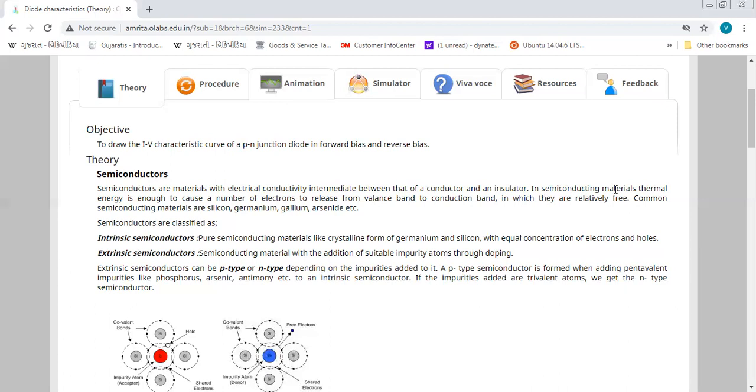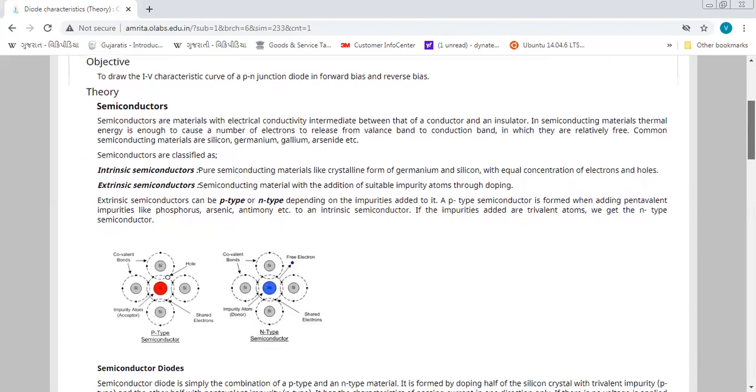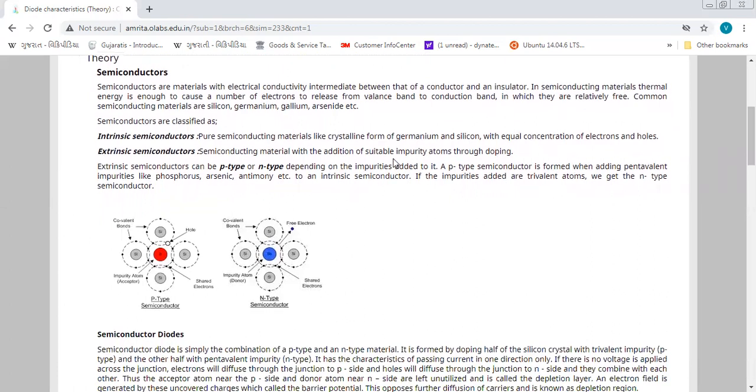Semiconductors are further divided into two types: intrinsic semiconductors and extrinsic semiconductors. Semiconductors which are purely semiconducting materials, like the crystalline form of germanium and silicon, with an equal number of electrons and holes are called intrinsic semiconductors. While semiconducting materials which are added with suitable impurity atoms through doping are called extrinsic semiconductors. They are further divided into two types, that is P-type and N-type.